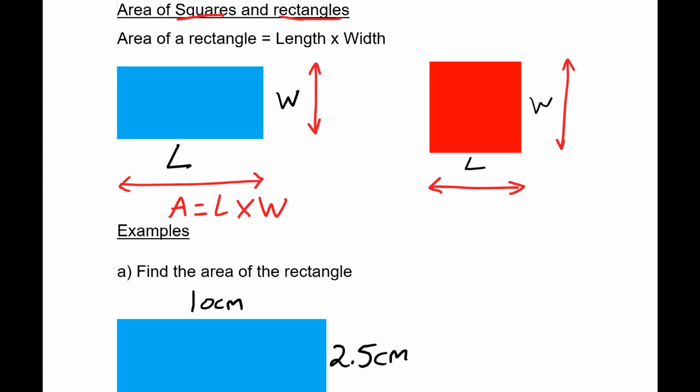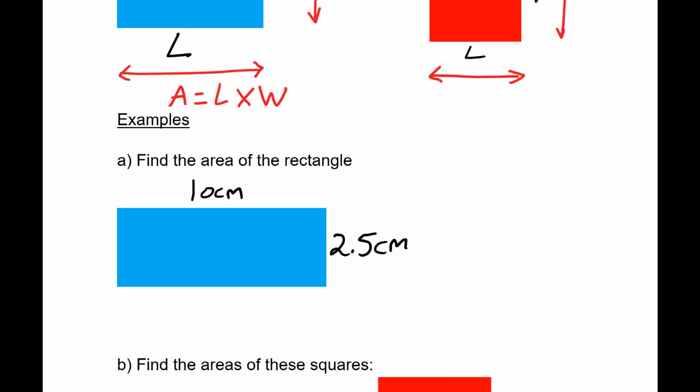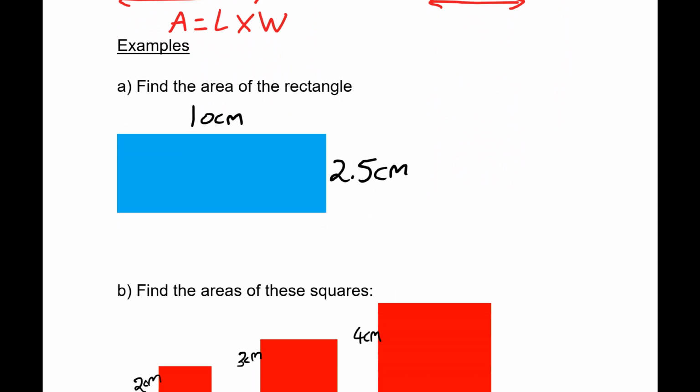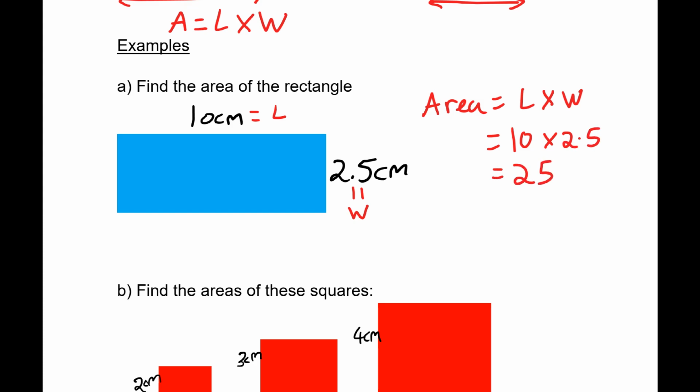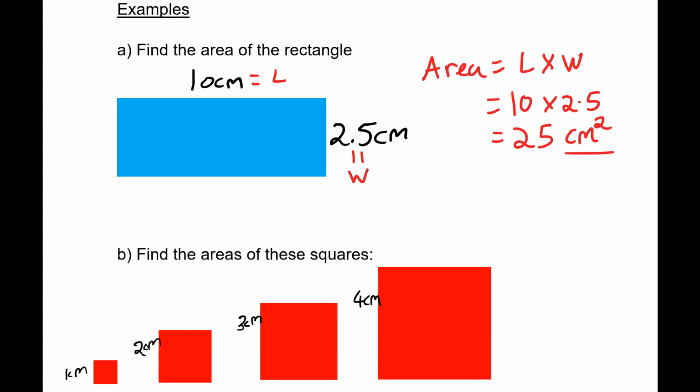And if we look at this example here, to find the area of the rectangle, I identify that 10 centimeters is the length, 2.5 centimeters is the width. So to work out the area, I need to do L times W, which is 10 times 2.5, which is 25 centimeters squared. Don't forget the units for area, centimeters squared.